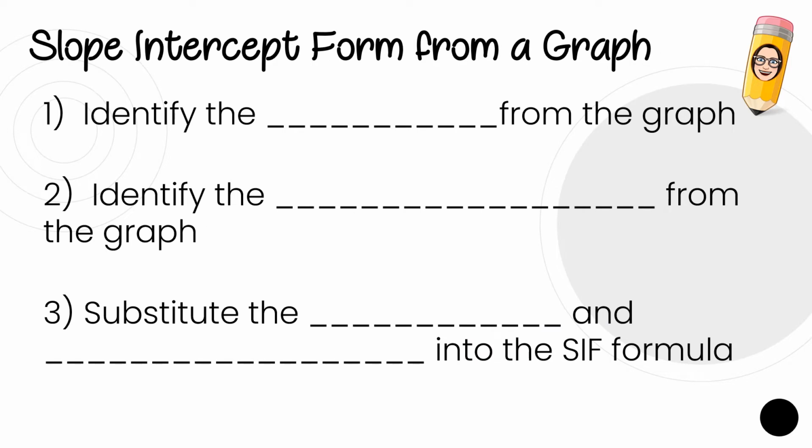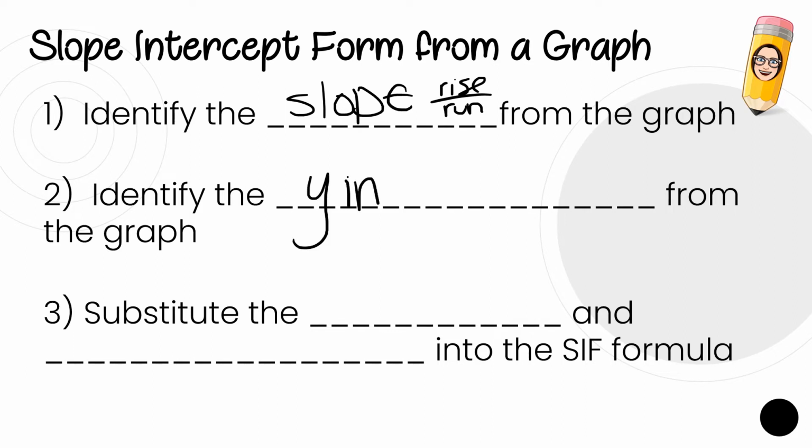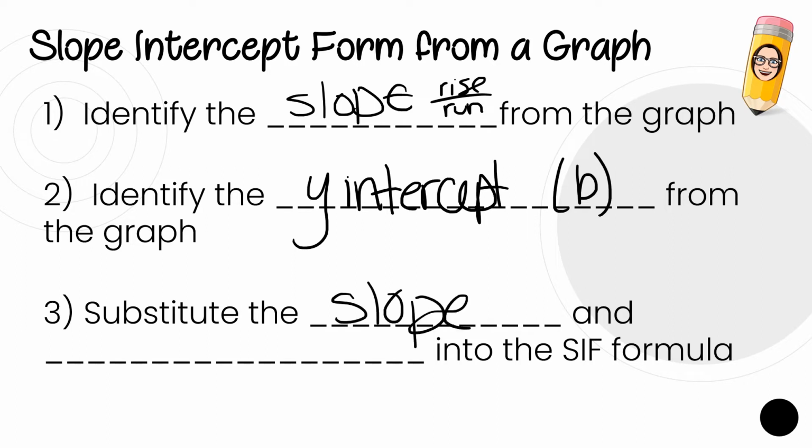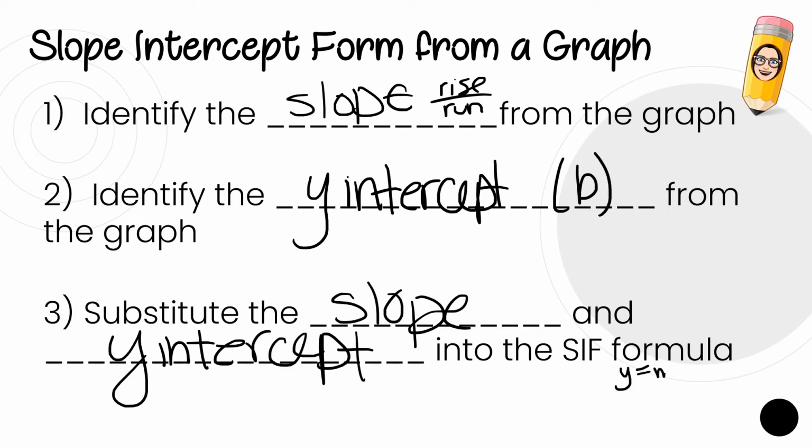Now let's review writing an equation from a graph. The first thing you need to do is identify the slope, right? You're going to have to actually count the rise run from the graph. Next, you want to identify the y-intercept, meaning where does it cross the y-axis? That's going to replace our b value because we're going to take and substitute that slope and that y-intercept into the formula for slope-intercept form. Remember, slope-intercept form is y equals mx plus b. You do have to have that memorized.